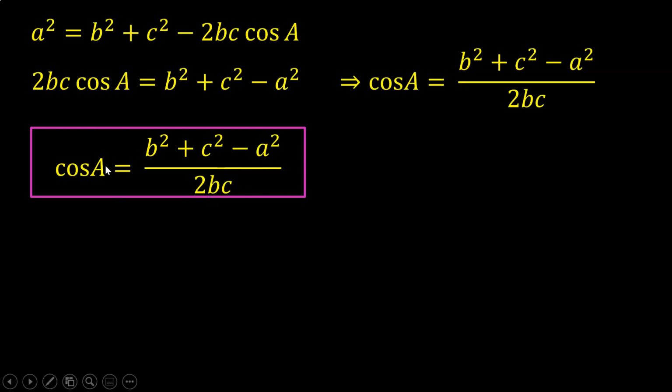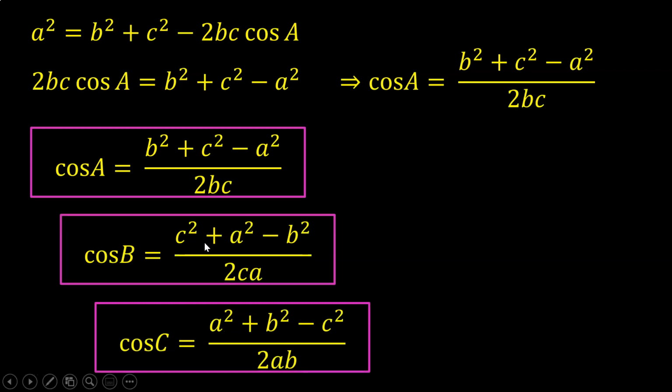Now we can easily remember this. You see here, if angle A is there, the side opposite to vertex A will be over here, and the other two sides are here. Similarly, cos B is c square plus a square minus b square upon 2ca. Cos C is a square plus b square minus c square upon 2ab.